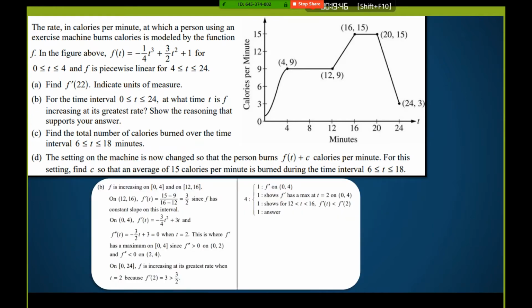Okay, for part B, we had to get a derivative for 0 to 4, so that was 1 point. Prove that we have a maximum at t equals 2 on 0 to 4. So we did that with the second derivative test, which they also did here in the work, so that's another point. Show that that slope is bigger than what happened for 12 to 16. So we did that by getting the slope here from 12 to 16 of our line. And then give our answer. We're increasing at the greatest rate at t equals 2.